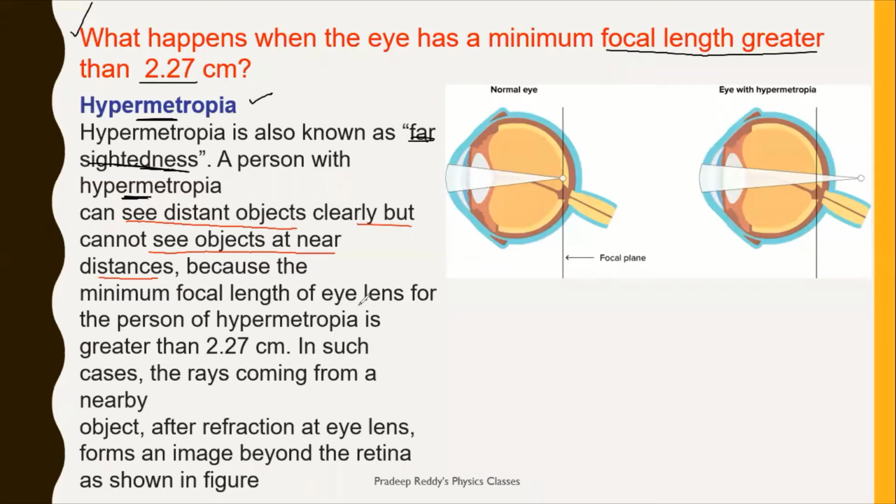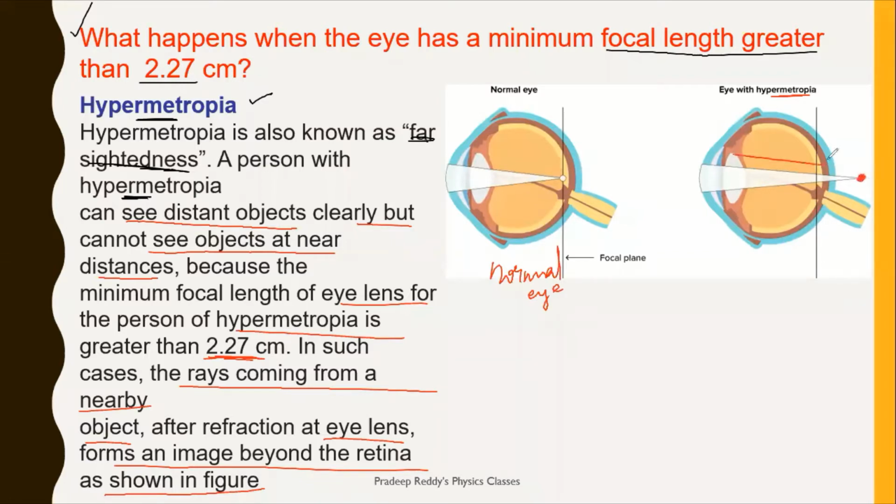Because the minimum focal length of the eye lens for a person with hypermetropia is greater than 2.27 centimeter. So in such cases, the rays coming from a nearby object after refraction at the eye lens form an image beyond the retina, as in the figure. So this is a normal eye. And this is in case of hypermetropia. What happened here? The light rays which are coming over here, the image is formed beyond the retina. Here is the image formed.